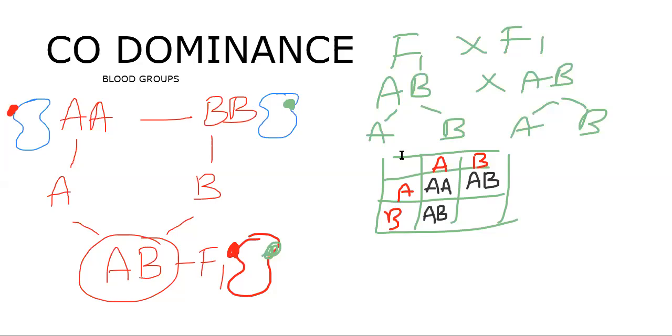Next here, AB blood group. Then BB, B blood group. We can say the expression is B. Okay, now the same again. Phenotypic ratio.